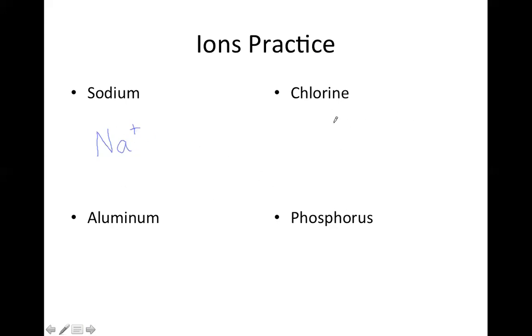So let's look at chlorine. If chlorine was to form an ion, what would it look like? So we have chlorine as Cl. It's in the halogen family, group 17. So it would get a 1- charge, or we can just put a little negative there.